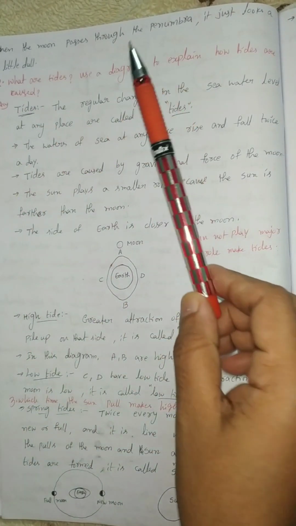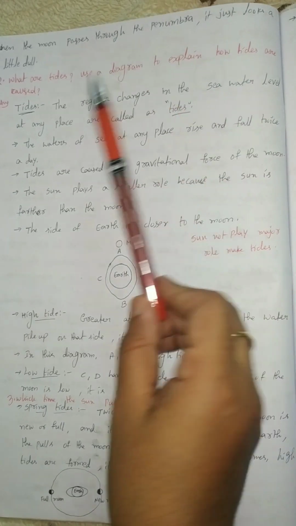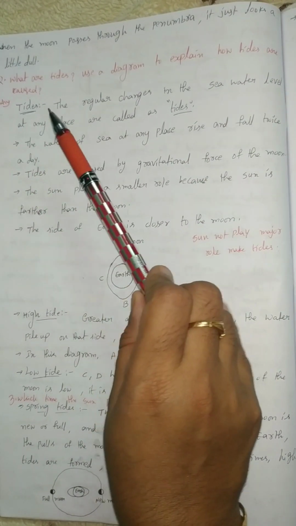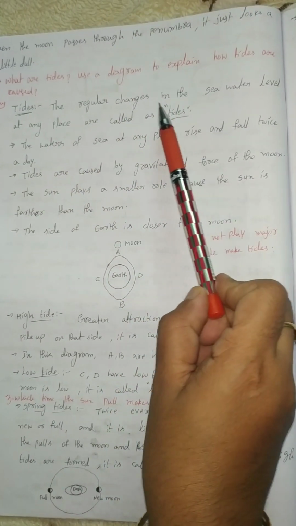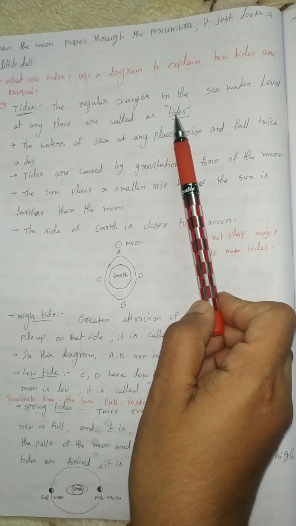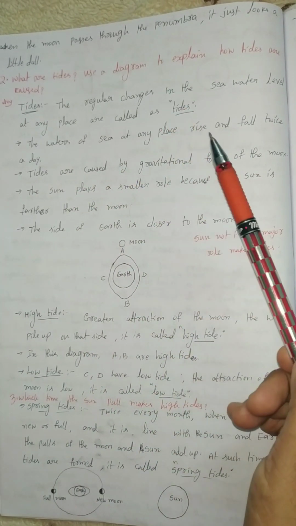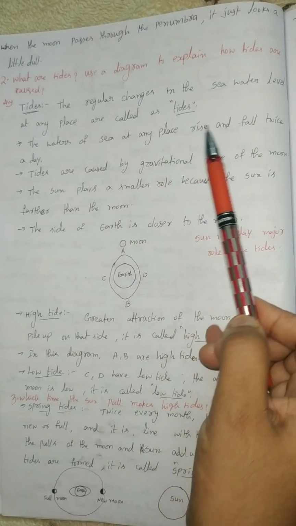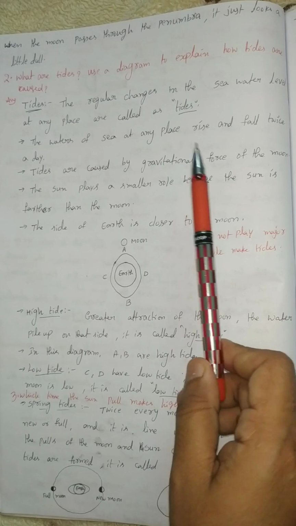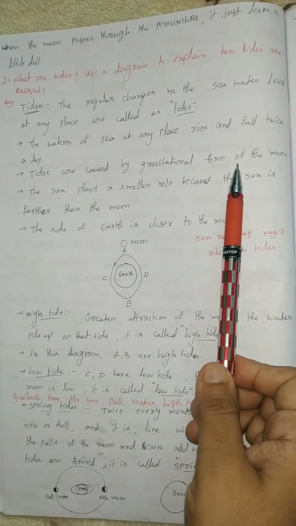So next question, what are tides? Use a diagram to explain how tides are caused. Tides: the regular changes in the sea water level at any place are called tides. The waters of the sea at any place rise and fall twice a day. Tides are caused by gravitational force, the gravitational force of the moon.